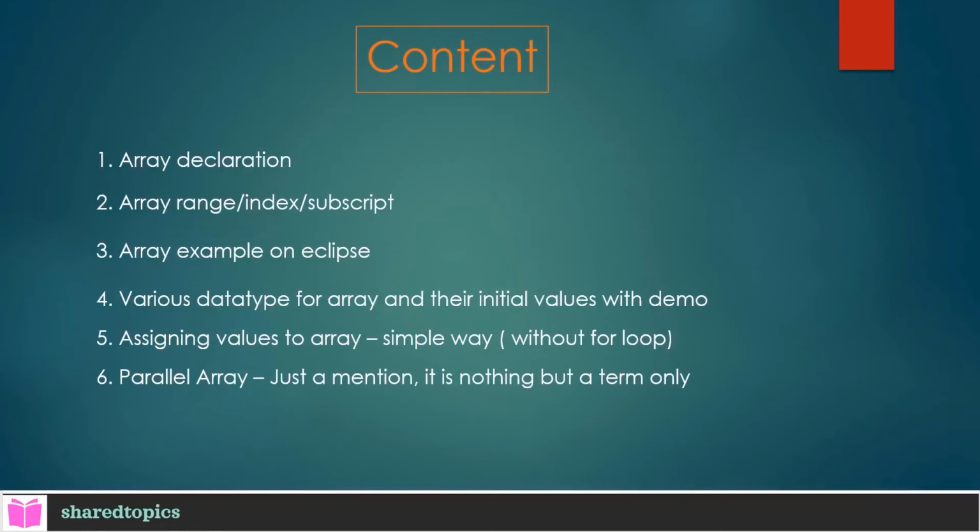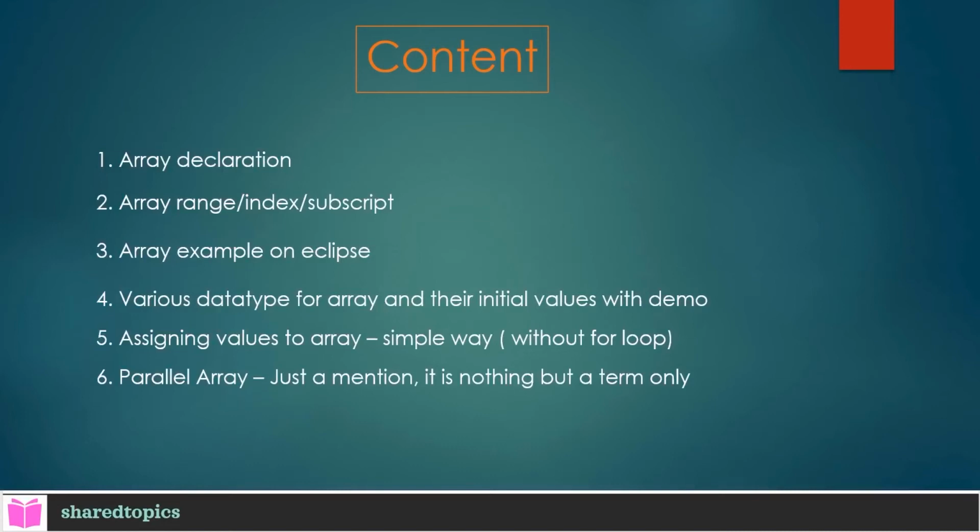Then we will see an array example on Eclipse, and the fourth topic is various data types for arrays and the initial values, with a demo on Eclipse again. You can have an int type of array, a string type of array, a boolean type of array. All those things we will be seeing later, and their initial values, like without you setting the value. In the fifth point, we talk about how you assign values to an array. Here we'll discuss the simple method, where one by one we assign the values to each element. We'll talk about the for loop in the next video, because it's a two lecture series.